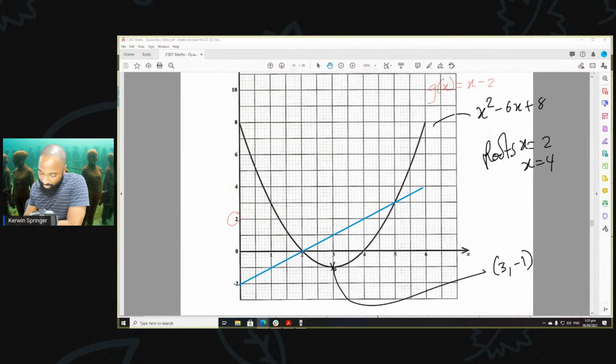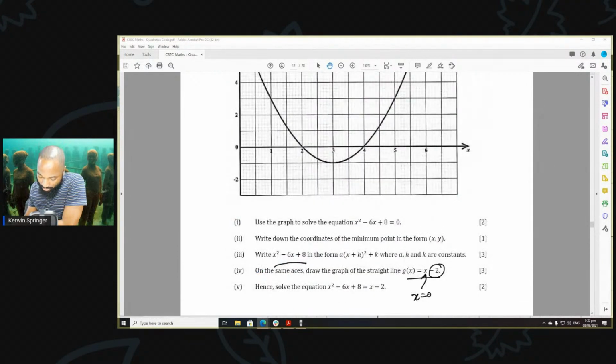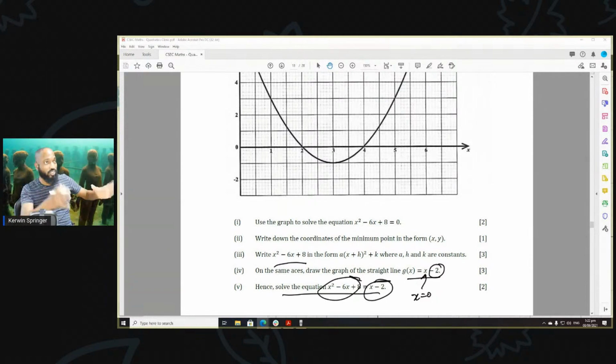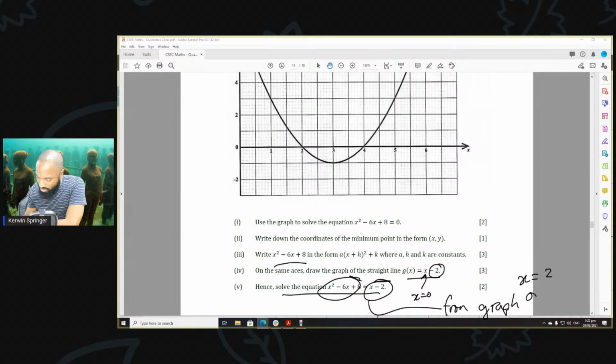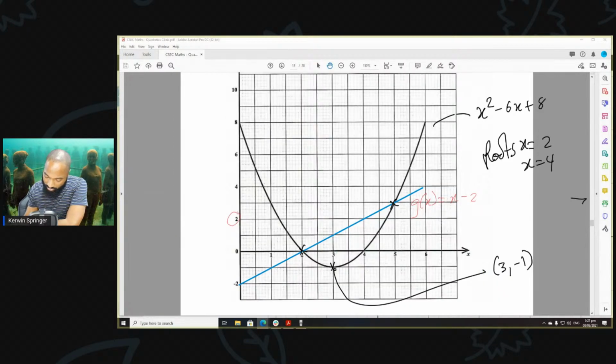This is the line g of x is equal to x minus 2, and we want to do something with this line from earlier. We probably want the coordinates of intersection, hence solve the equation. This is equal to that, right? So when they put the quadratic equal to the equation of the line, they talk about the coordinates of intersection. So you want that and that according to the graph, right? From the graph, the answer to this is x is equal to 2 or x is equal to 5. You all agree? 2 and 5.